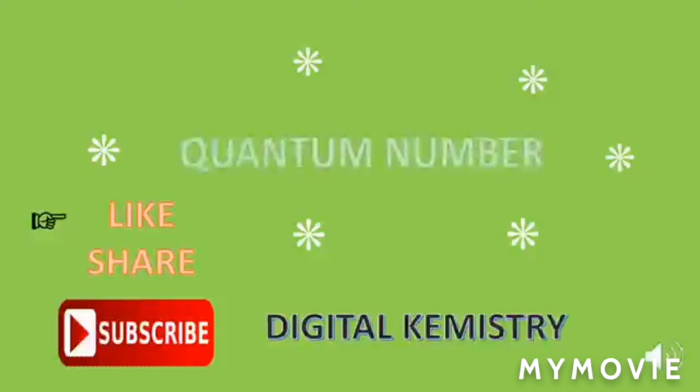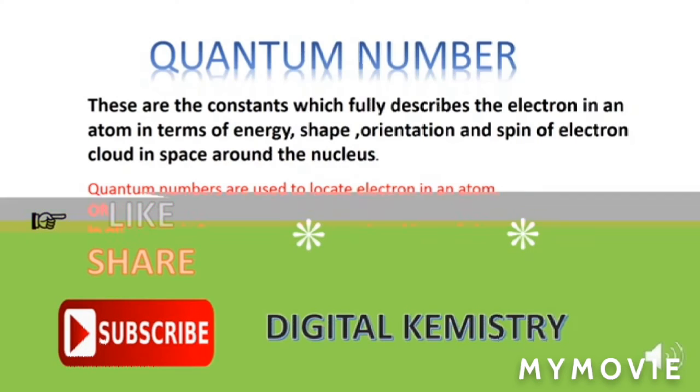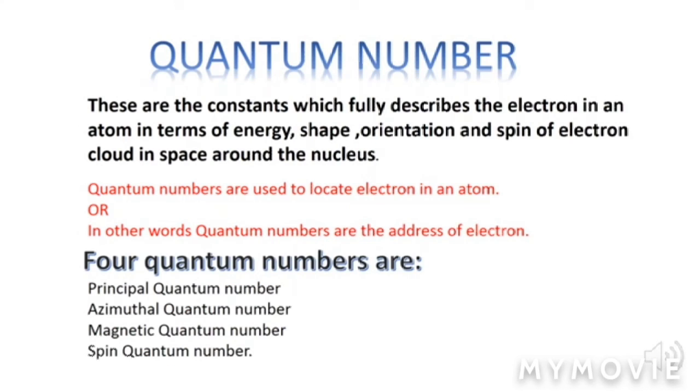Hey guys, this video is about the quantum numbers. Let's start finding the address of the electron by using the quantum numbers. So what are the quantum numbers? These are the constants which fully describe the electron in an atom in terms of energy, shape, orientation and the spin of the electron cloud in the space around the nucleus. Or simply we can say that the quantum numbers are used to locate an electron in an atom. Or in other words, quantum numbers are the address of the electrons.